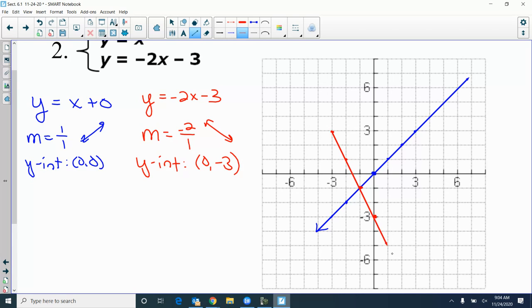And then I want to make sure I connect and go past that point where they hit. Don't just stop there. So give me some arrowheads on there. The whole goal is to find the point that works for both equations, the ordered pair. That is where they hit. What are the coordinates of that point? -1, -1.